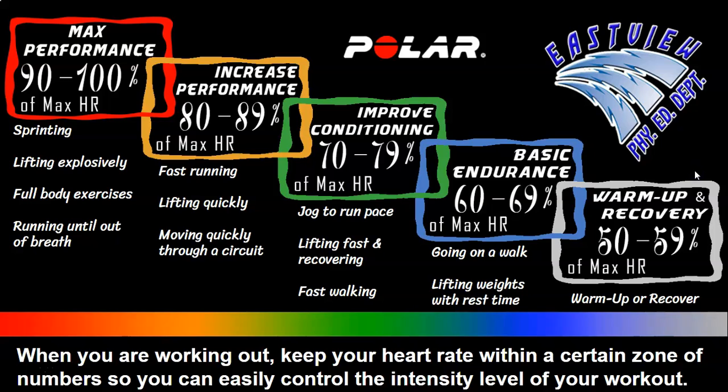So first review is going to be about heart rate zones. As you can see here, we go from our red zone, which is 90 to 100% of our maximum heart rate. I'm showing you some of the different exercises that typically get people into the red zone. When we are talking about the orange zone, we're talking about just increasing your performance. Here, what would get us there would be fast running, lifting quickly, moving quickly throughout a circuit. Then we move down to green, which is to improve your conditioning.